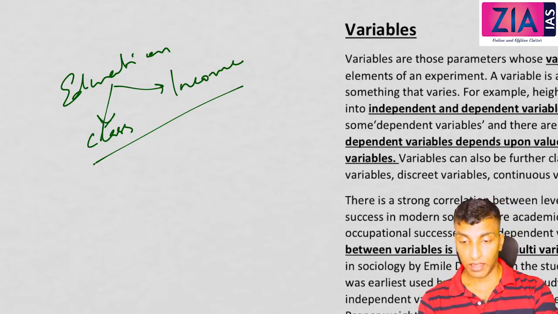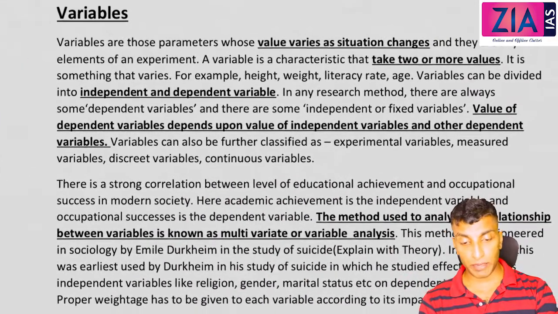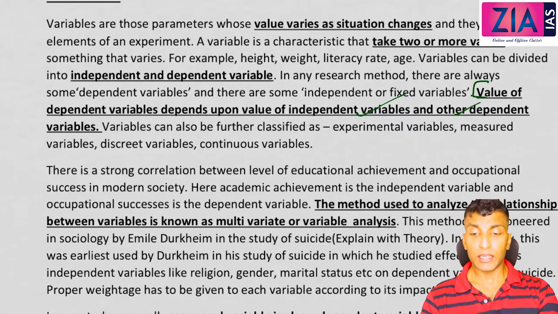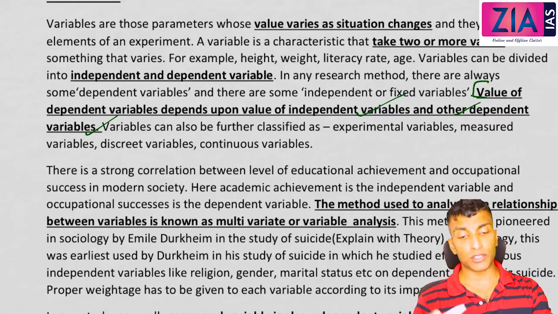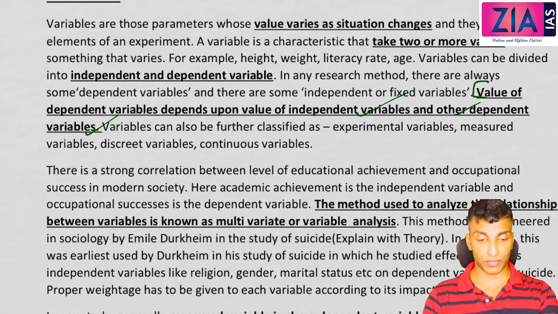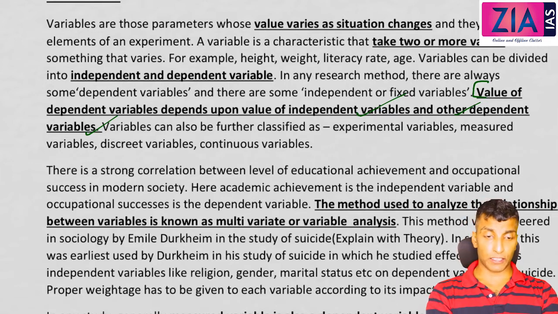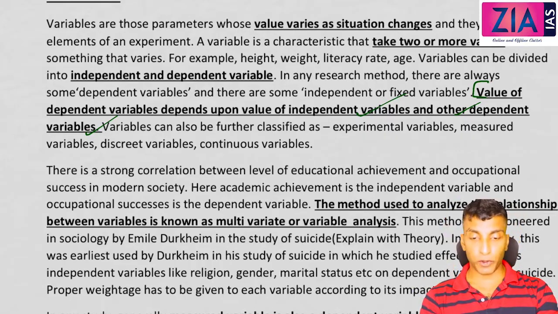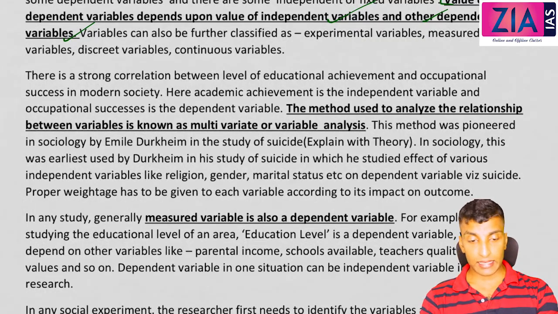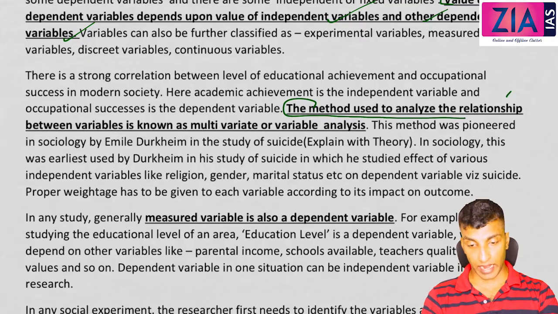The value of a dependent variable depends upon the value of an independent variable and other dependent variables also. So dependent variable means it depends on something else. Variables can also be classified into experimental variable, measured variable, discrete variable, continuous variables. So different classifications, just for writing a line. This point is very important that you need to write in your answer. The method used to analyze the relationship between variables is known as multivariate or variable analysis.